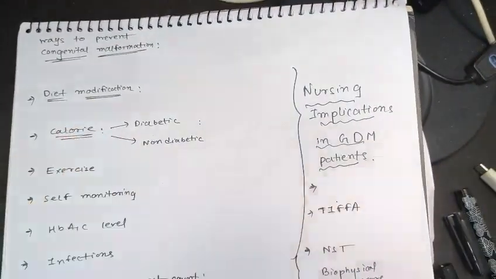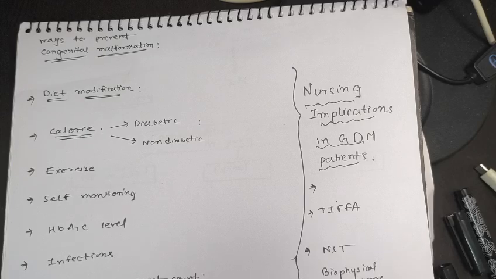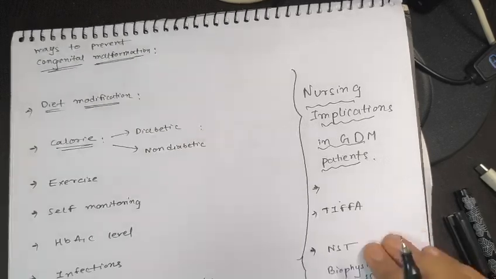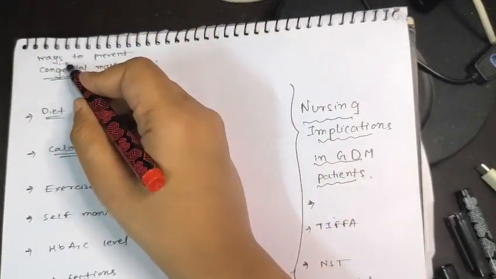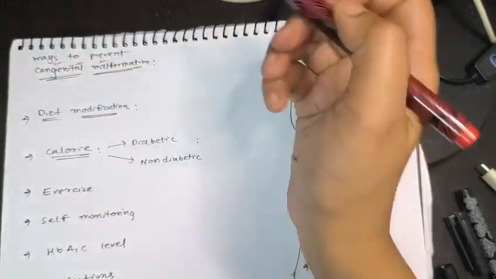We have discussed in the previous video that diabetes in pregnancy will be comprised of two videos. Half of the topic I discussed in the earlier one, and the next half will be covered in this video. So now let's come to ways to prevent the congenital malformation.